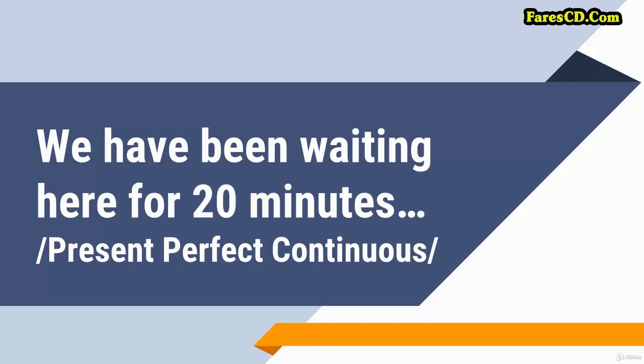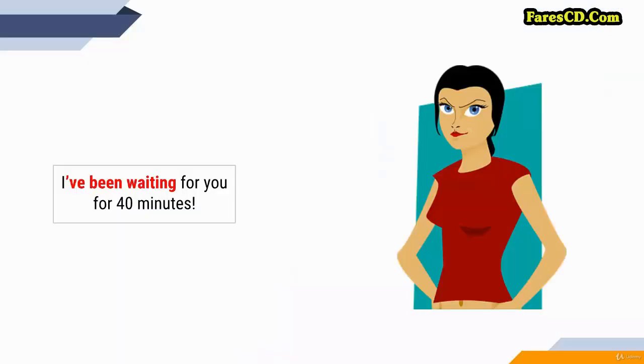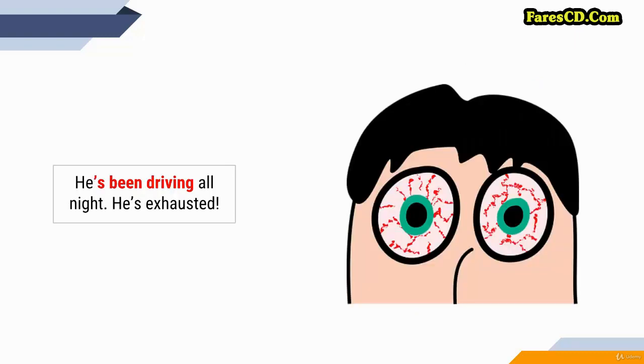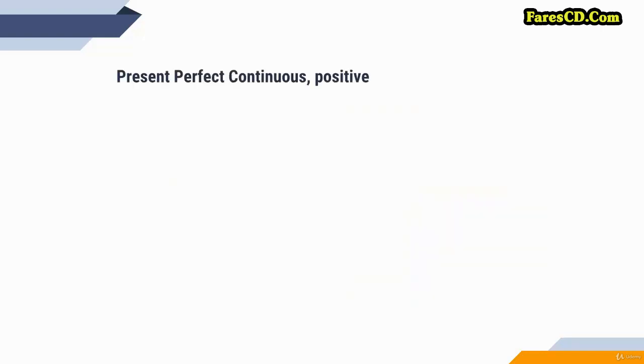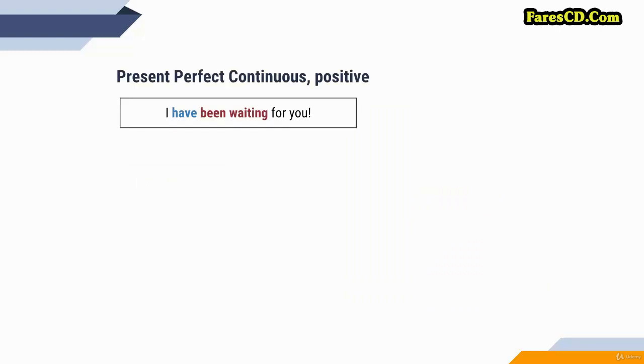So let's just check it first. I've been waiting for you for 40 minutes. I've been waiting. He's been driving all night. He's exhausted. He's been working here since March. He's been working. All of these sentences were examples for present perfect continuous.